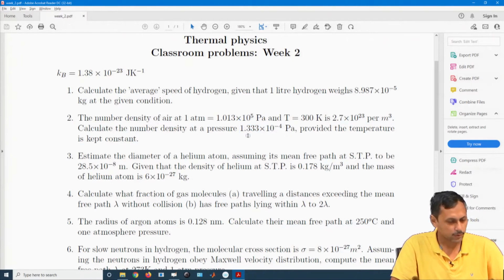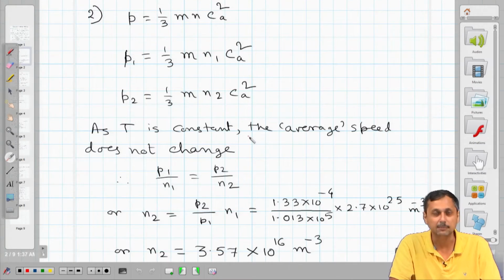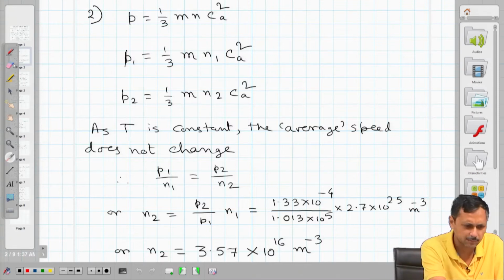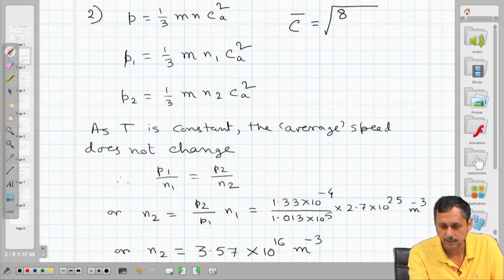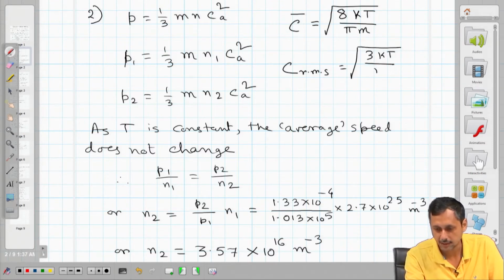Okay. So, it should not be that difficult, and here it does not matter whether we take the mean speed or the RMS speed. For example, mean speed has an expression of root over 8kT by pi m, and RMS speed has an expression of root over 3kT by m.